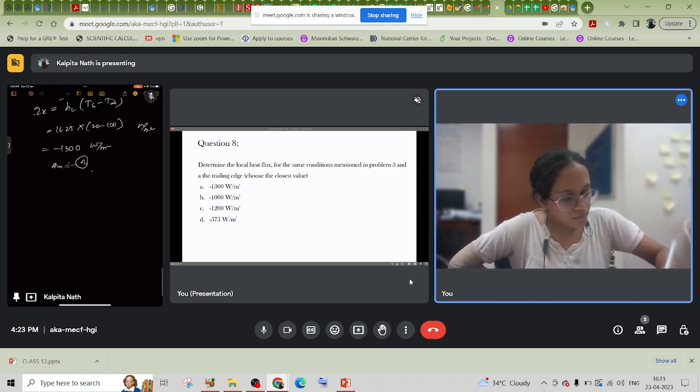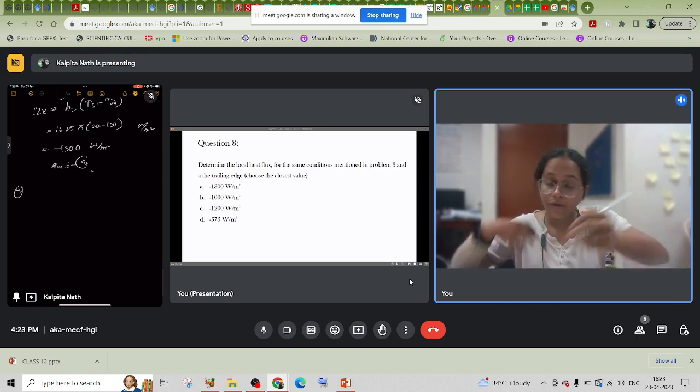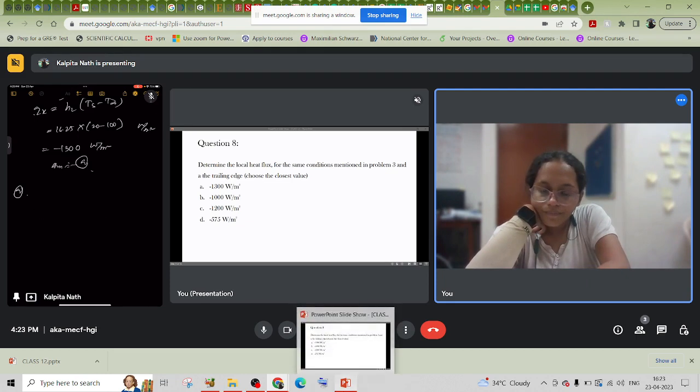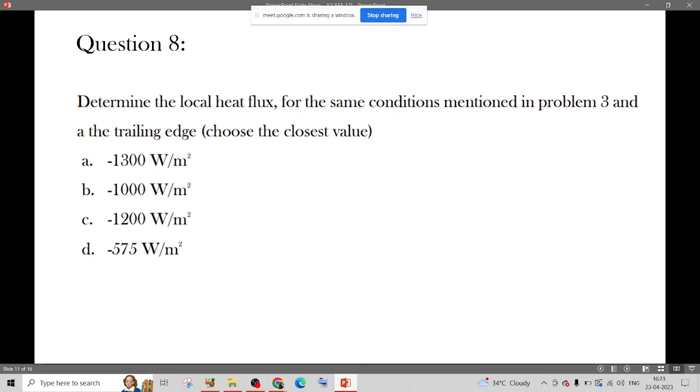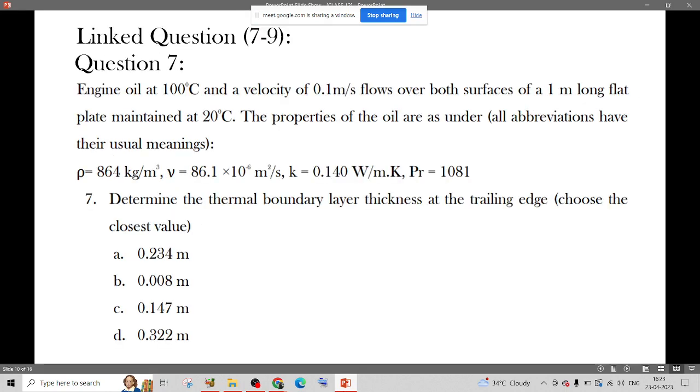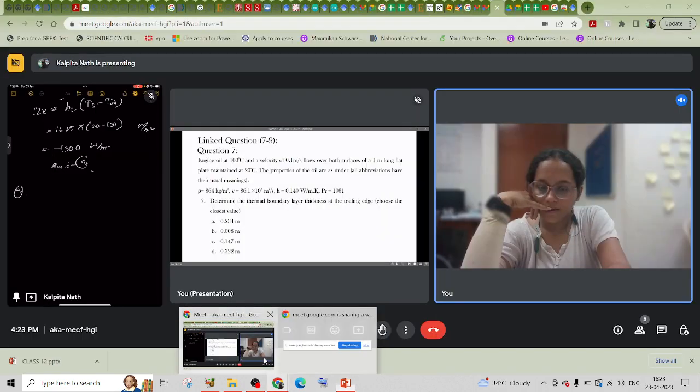Now question number 9. We have to find out the total heat transfer rate per unit width of the plate. Total heat transfer rate we have to find out. I have opened the data sheet. You find out the total heat transfer rate. I'll give it 2 minutes and then we'll proceed with the solution.